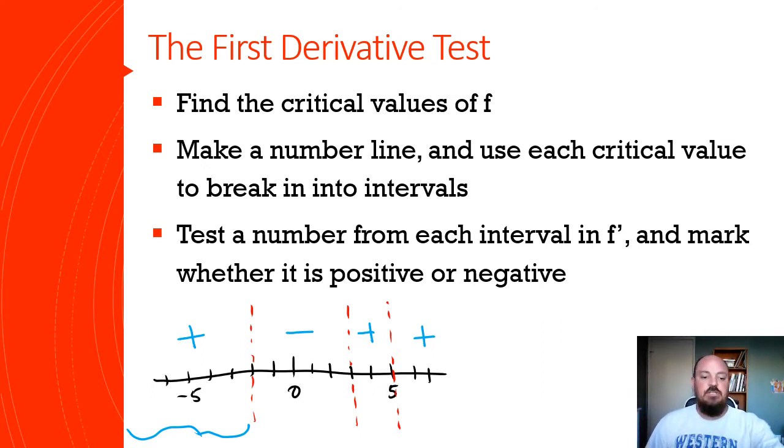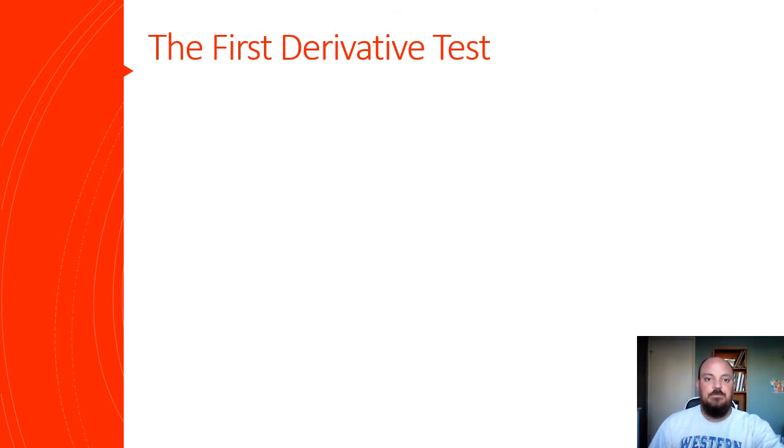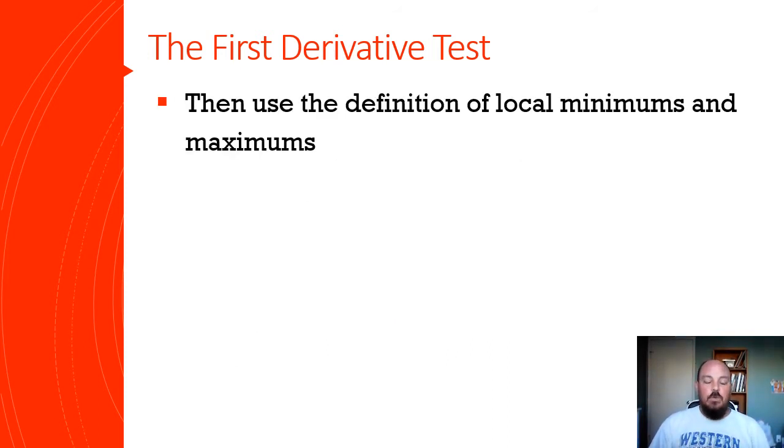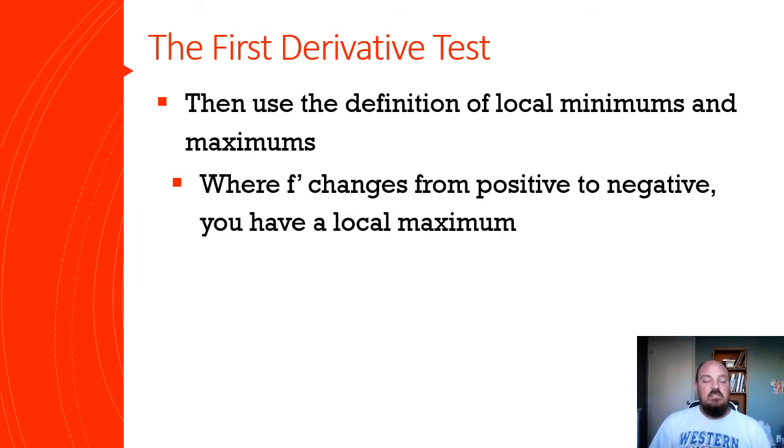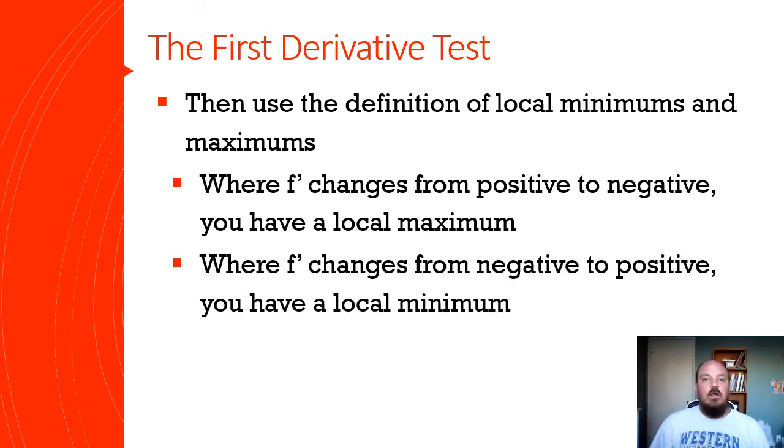So let's come back to this picture in a second, but I want to talk about that. We're going to use the definition that I just gave you a couple slides ago of local minimums and local maximums. Basically, anywhere you change from a plus to a minus, which means the derivative is going from positive to negative, which means the function is going from increasing to decreasing, that's a local maximum. The opposite is a local minimum. So anywhere you change from a minus to a plus, you have a local minimum.